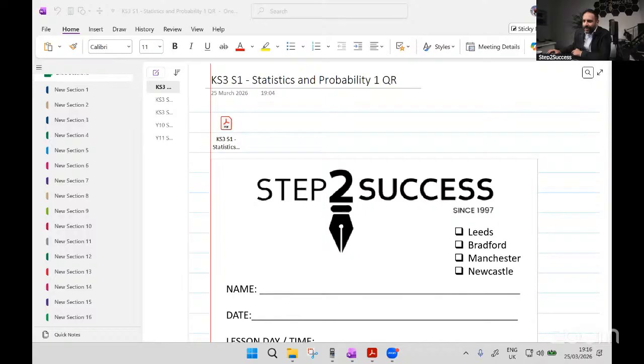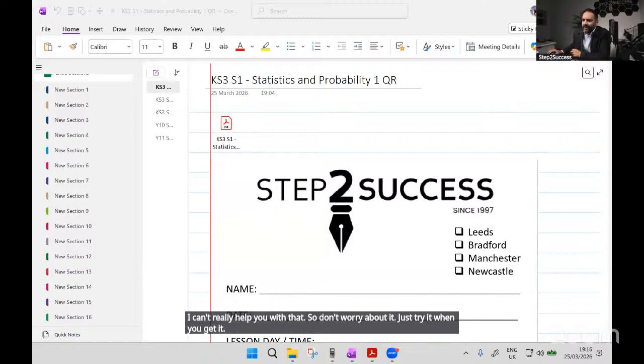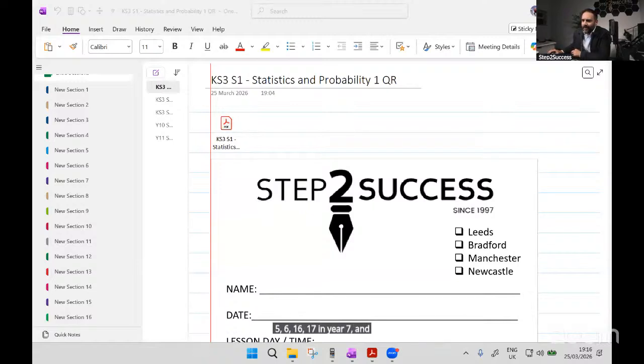Look at one. What do I do? I forgot my booklet in my bag, and my bag isn't here. I can't really help you with that, so just don't worry about it. Just try it when you get it. Questions 5, 6, 16, 17 in Year 7, and then 10, 11 in booklet 1.